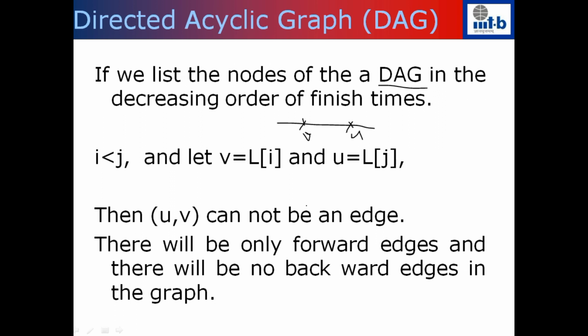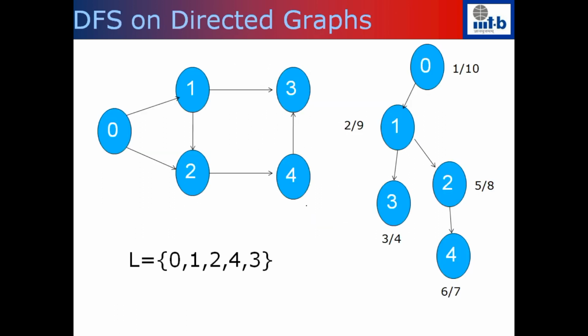Repeat, what is this topological sort? The listing of all the nodes in the graph in the decreasing order of the finish time is called the topological sort of the graph. And if the given graph is a DAG, then there will only be forward edges; there cannot be a backward edge. If there is a backward edge, then there is a path in the forward direction, so it will create a cycle. So if you start with a DAG and find the topological sort, there will only be forward edges.